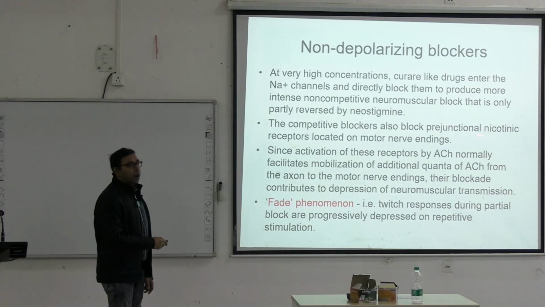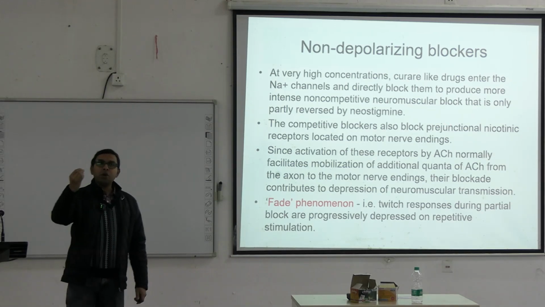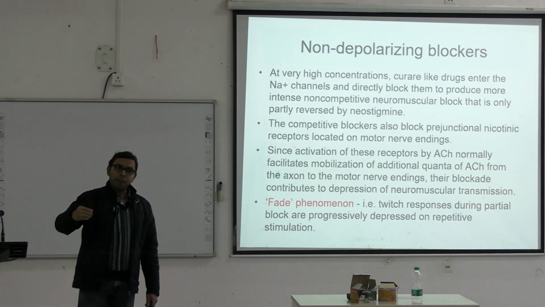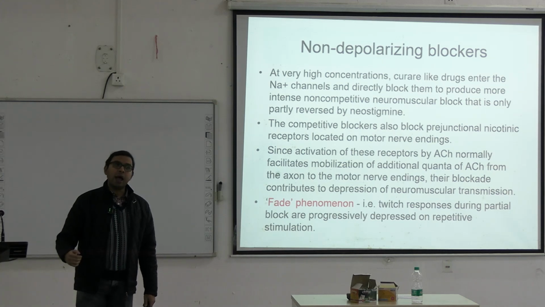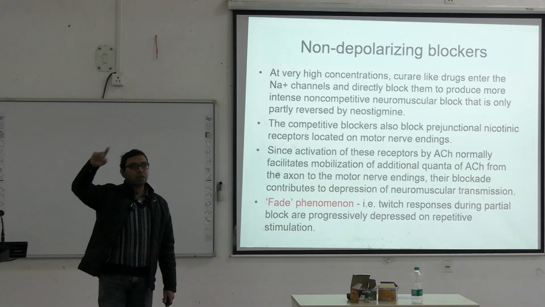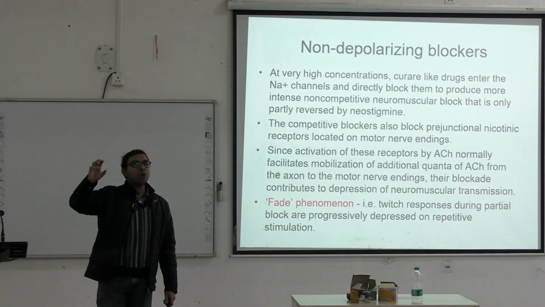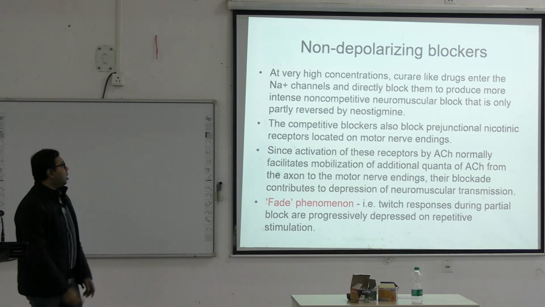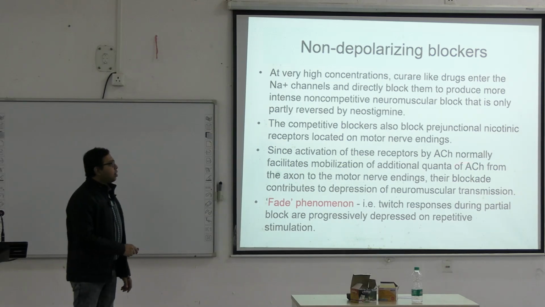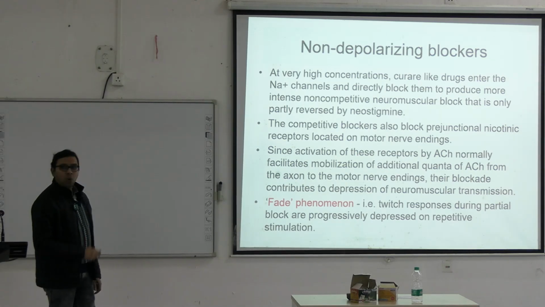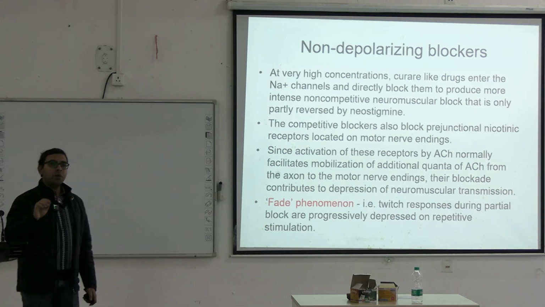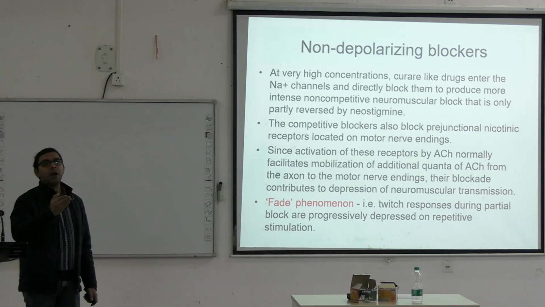The competitive blockers also block the prejunctional nicotinic receptor. There are some nicotinic receptors present prejunctionally. When the acetylcholine comes into the neuromuscular cleft, some acts on the postjunctional receptors mainly to propagate the action potential. Some acetylcholine also acts back on the prejunctional receptors, so that more quanta of acetylcholine are released. That is a cycle. Since activation of these receptors by acetylcholine normally facilitates mobilization of additional quanta of acetylcholine from the axons to the motor nerve endings, when this blockade happens, it contributes to depression of the neuromuscular transmission. So if we continue giving this drug, there will be a gradual decrease of contraction.